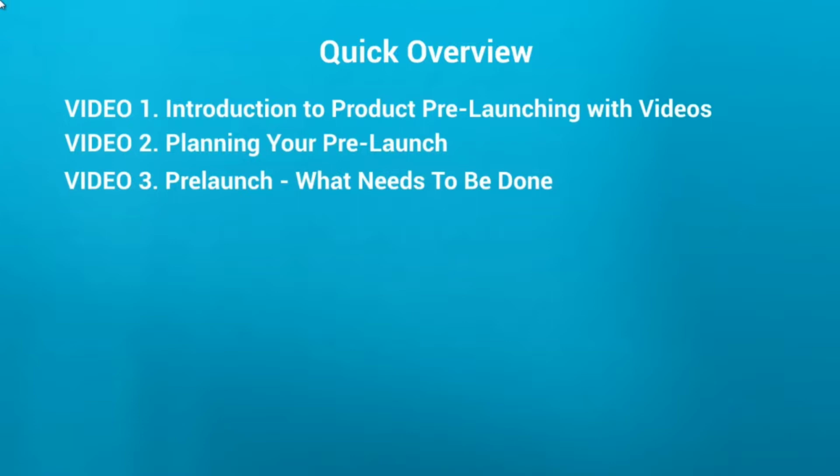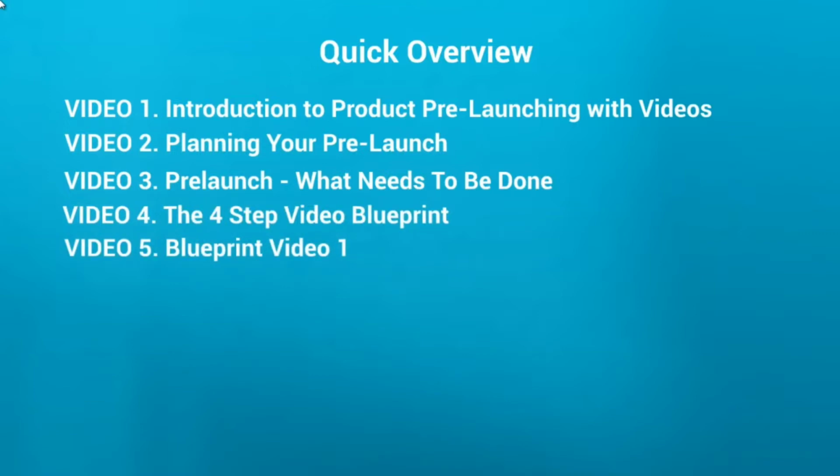What do you do? How do you get people to opt in? Where do you point them and all that? We're going to map everything out so you have a better idea on the general bird's eye view. Video number 4 is the 4-step video blueprint. We'll give you a quick overview of the 4 videos themselves. And of course, we'll dive in.